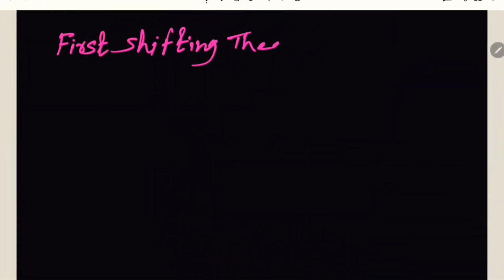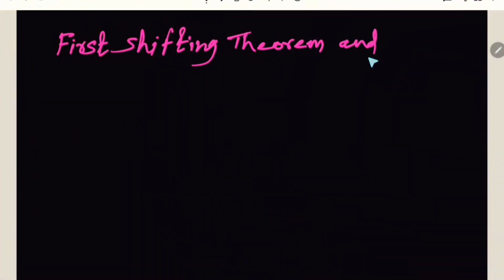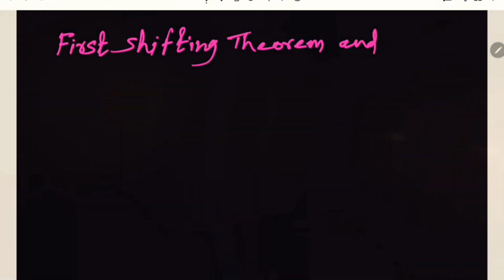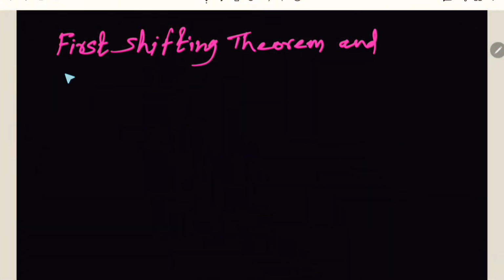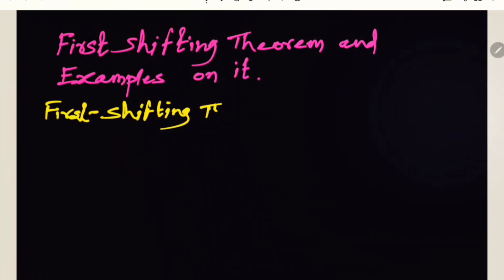In this video I will first define what the first shifting theorem is and then work examples on it. The statement of this theorem is like this. If Laplace of f of t is equal to f bar of s, given or we can obtain it. Statement of the first shifting theorem.